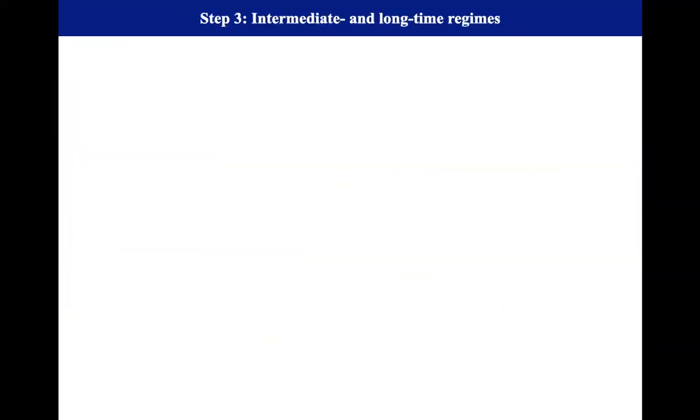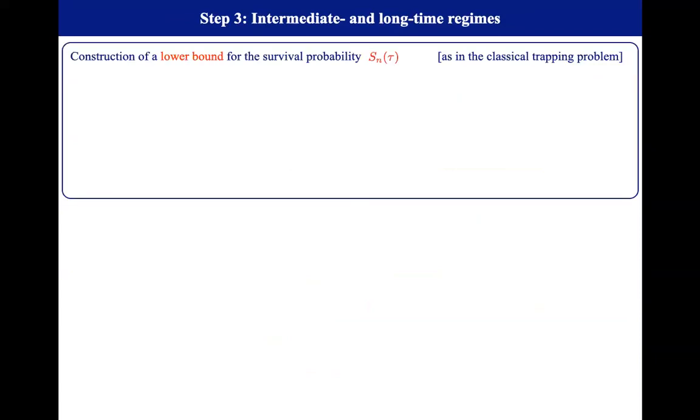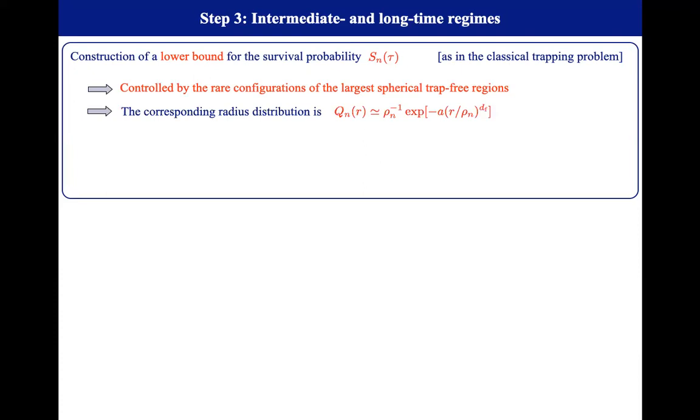Last step, I would like to say a word about the intermediate and long time regimes. So they can be obtained by paralleling what is known about the classical trapping problem. So it consists in constructing a lower bound for the survival probability, and by assuming that this lower bound actually provides the correct time behavior of the survival probability. So how is it constructed? It is constructed by noting that it is controlled by the rare configurations of the largest spherical trap-free regions, and we know the corresponding radius distribution calculated earlier.